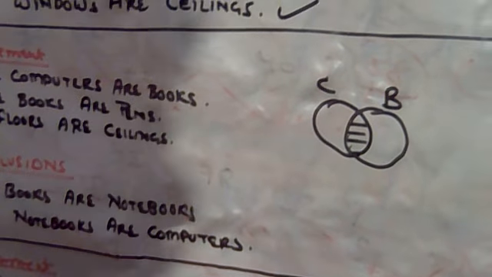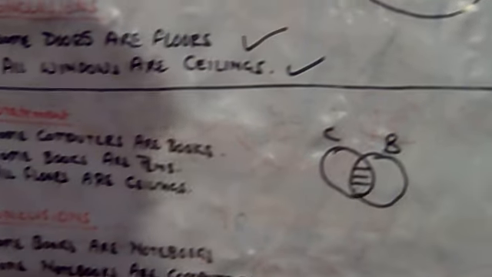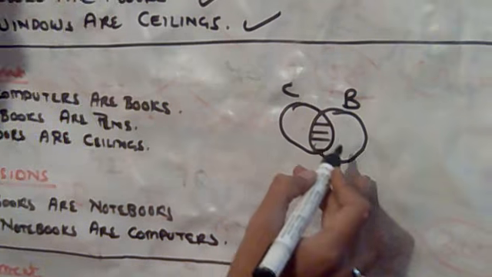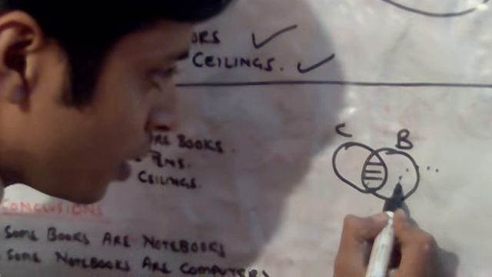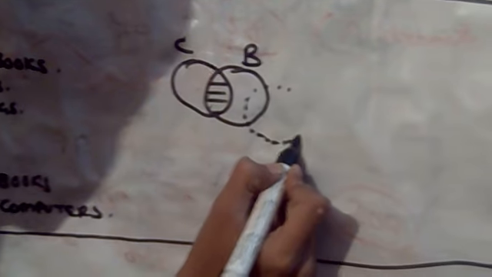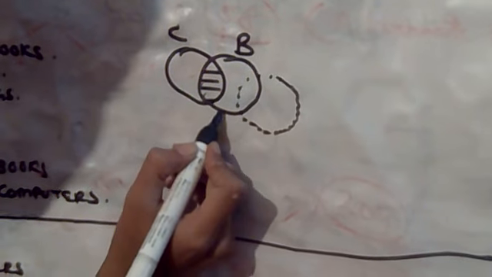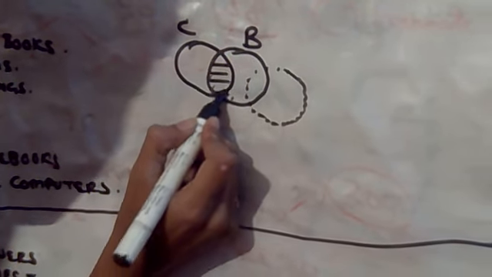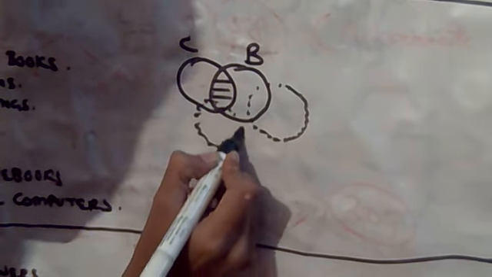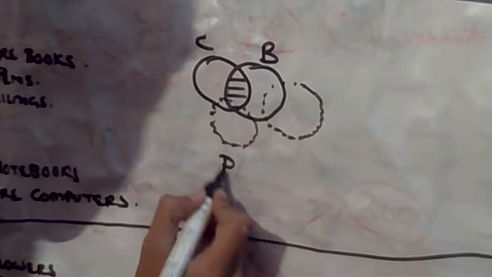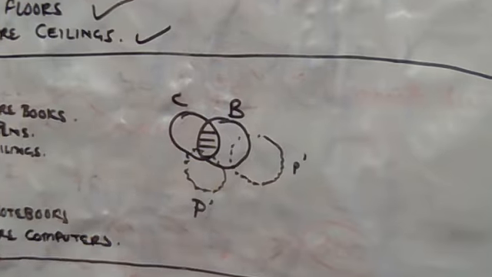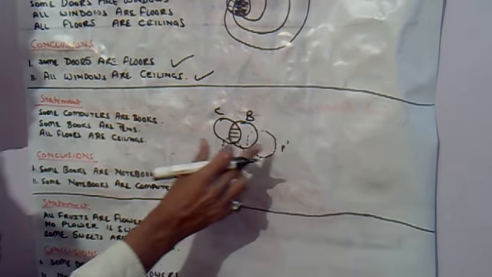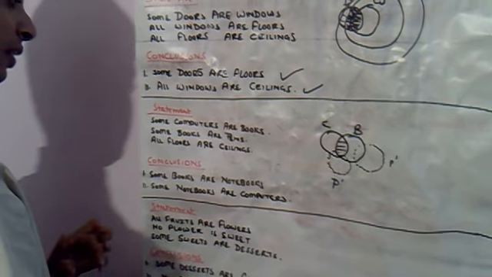Friends, now the trick comes in. Some books are pens. The pen thing could be over here, or it could be even over here. So this P dash shows the position of the pen.